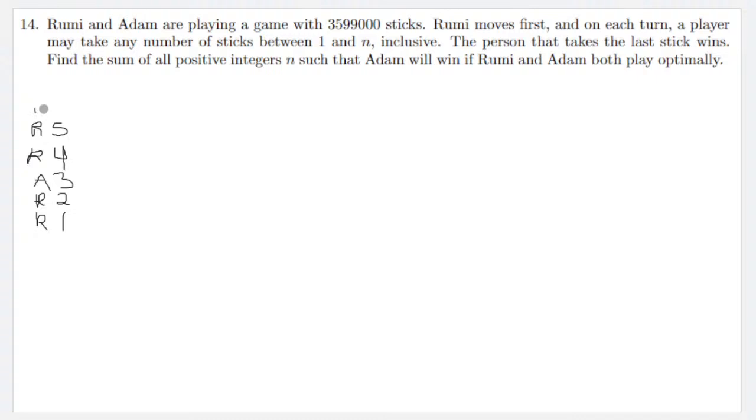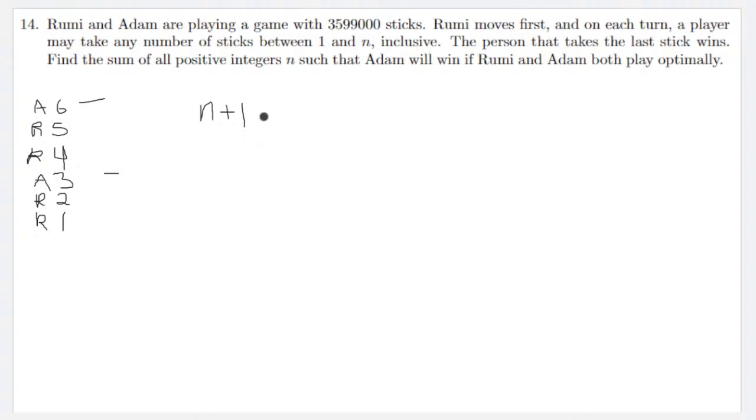And we can propagate this pattern upwards, and we'll notice that Adam will only win on a multiple of 3, which is incidentally 1 more than 2. And so we can actually continue this pattern, and we can find that Rumi will always win as long as the total number of sticks is not a multiple of n plus 1. So therefore, Adam wants there to be a multiple of n plus 1 sticks.